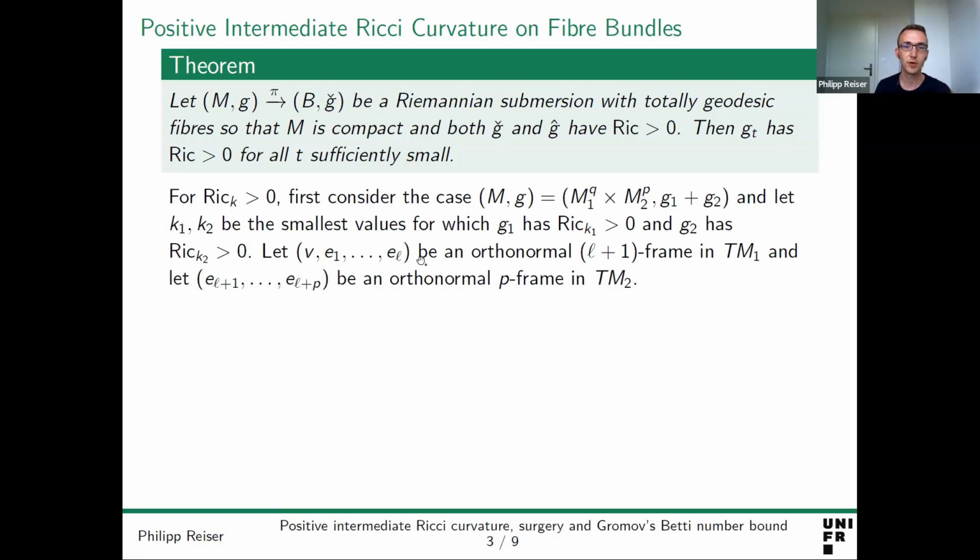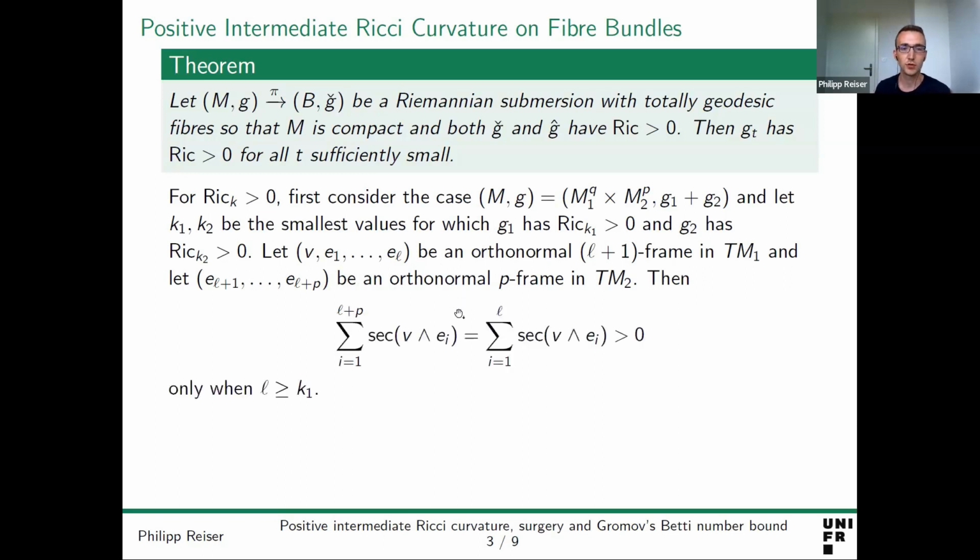So in this way, we obtain an orthonormal L plus P plus 1 frame in the product. And then we consider the sum of sectional curvatures. The key observation here is that if we have a mixed sectional curvature, spanned by a two-plane of vectors tangent to M1 and tangent to M2, then the sectional curvature just vanishes. So this holds for all these vectors tangent to M2. So in fact, this sum is just a sum up to L, just for this orthonormal L+1 frame.